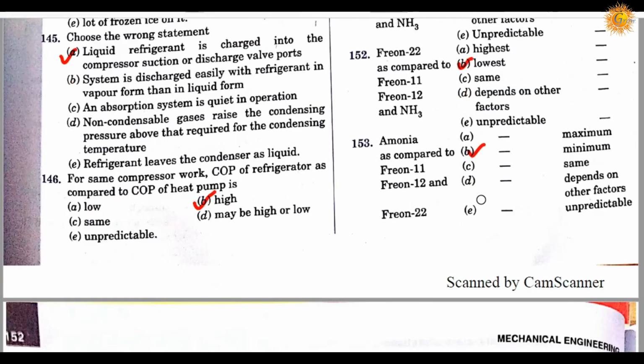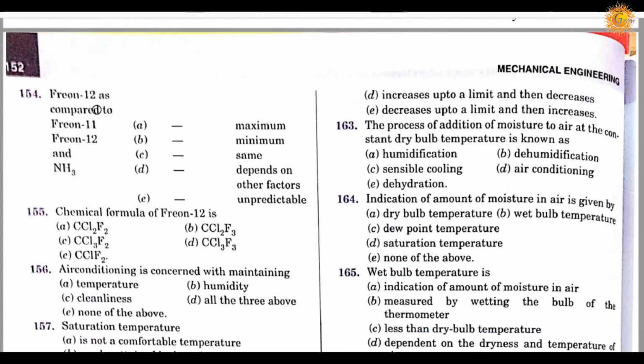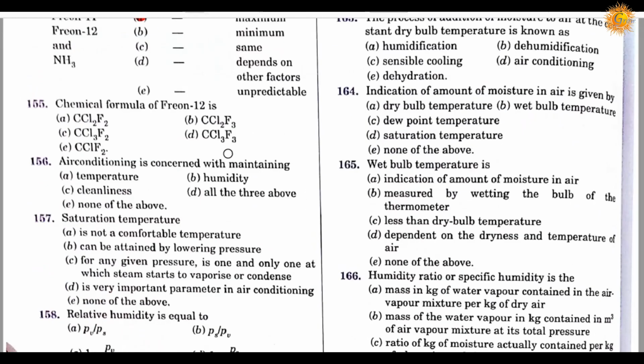Okay, and now question 154: Freon 12 as compared to Freon 11, Freon 12 and ammonia. Option A is a minimum, option B is a maximum, option C same, option D depends on other factors, and option E is unpredictable. So the correct answer is A, it will be maximum.